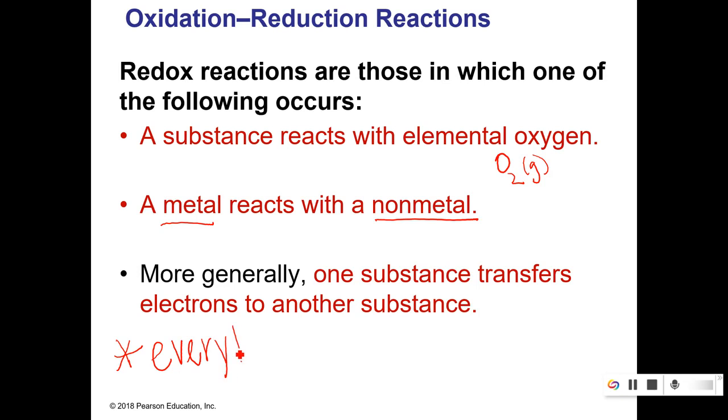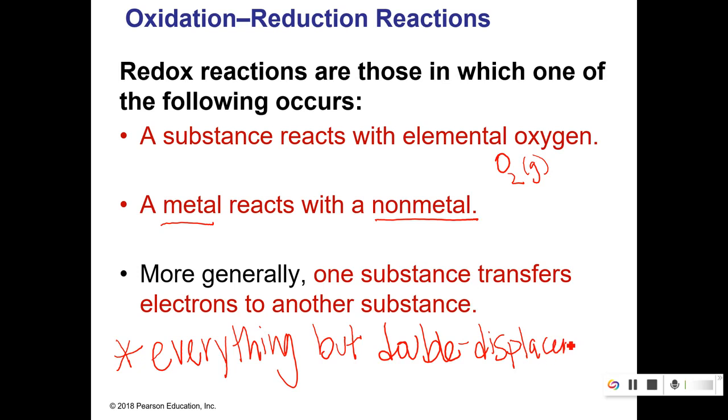I do want you to go ahead and add that it's everything but double displacement, which we're going to talk about in a minute. But these are specifically going to be those precipitation reactions and those acid-base reactions that we've already talked about.